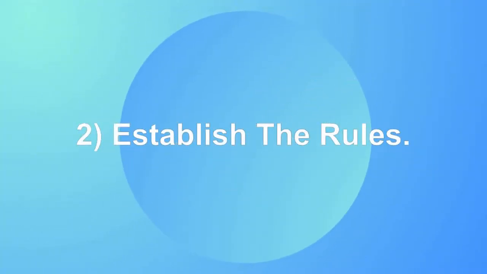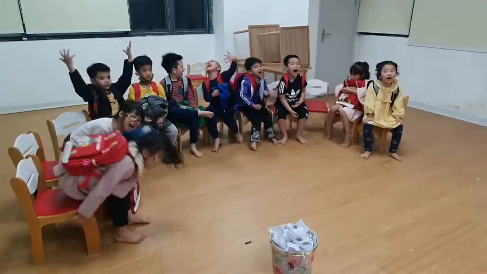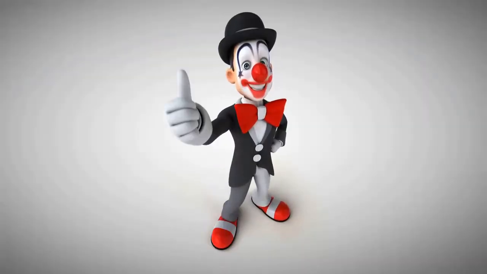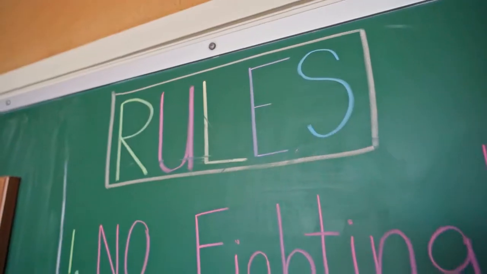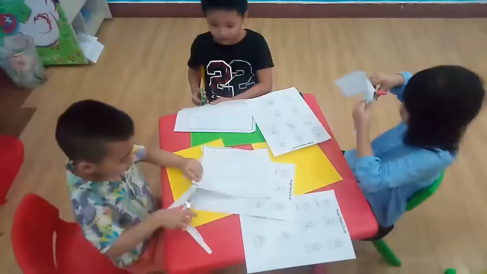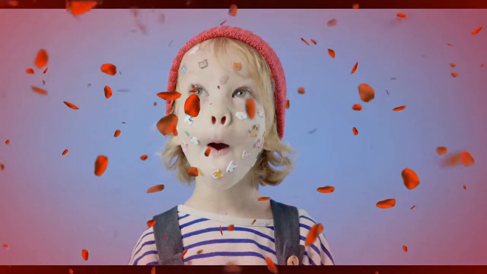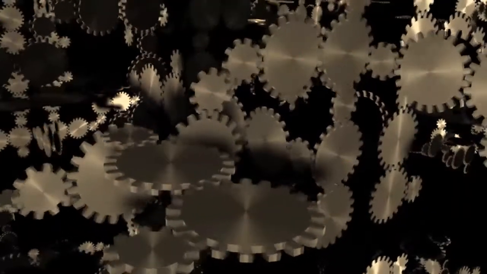Number 2, establish the rules. This is something I personally didn't make use of in the early days of my teaching career. Like a lot of others, I fell into the trap of being complacent after a while and wasn't consistent enough with rules. However, what I learned over time was that having a consistent set of procedures and routines that the students are familiar with will help the classroom run like a well-oiled machine.